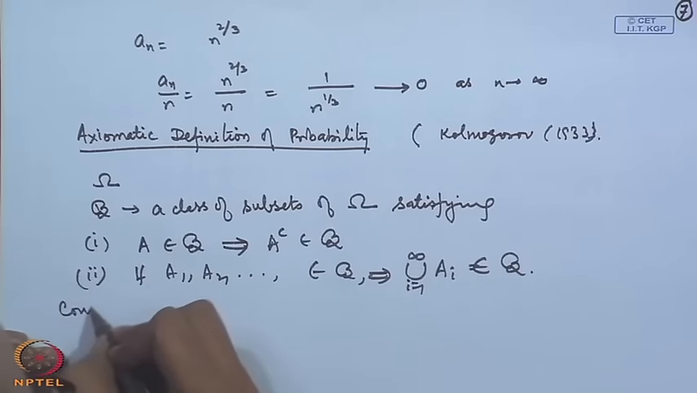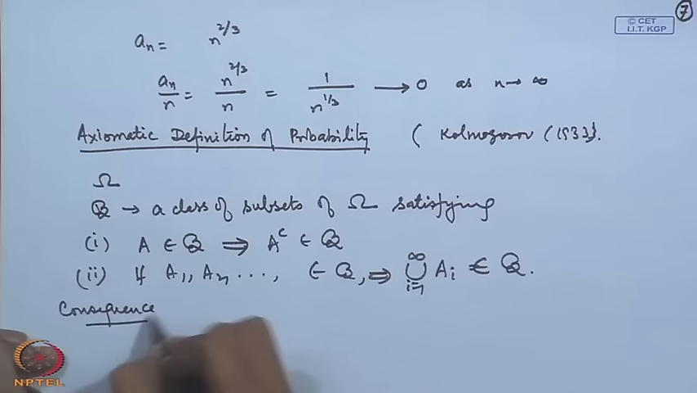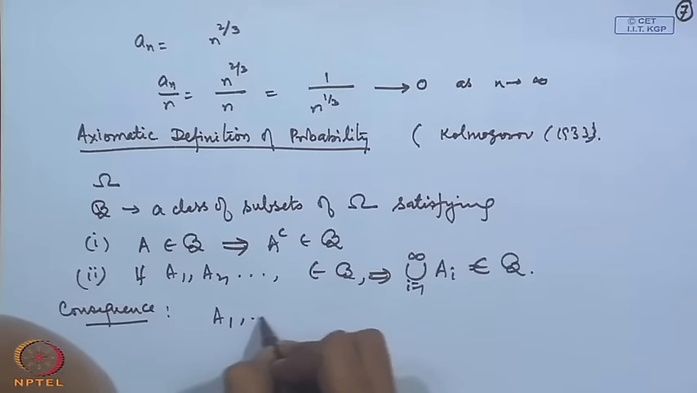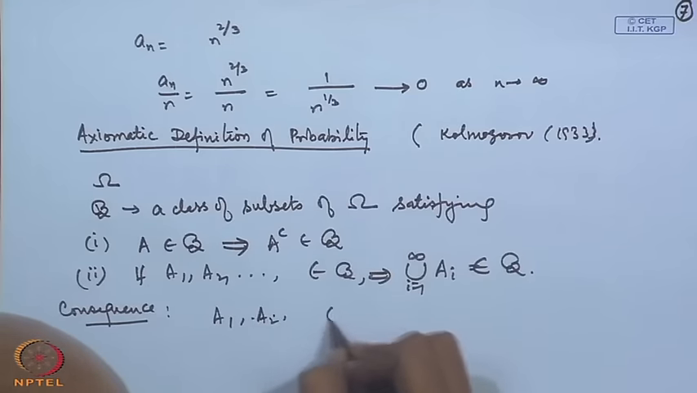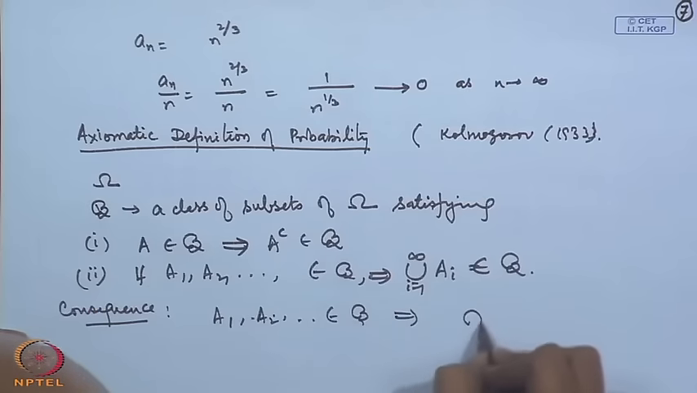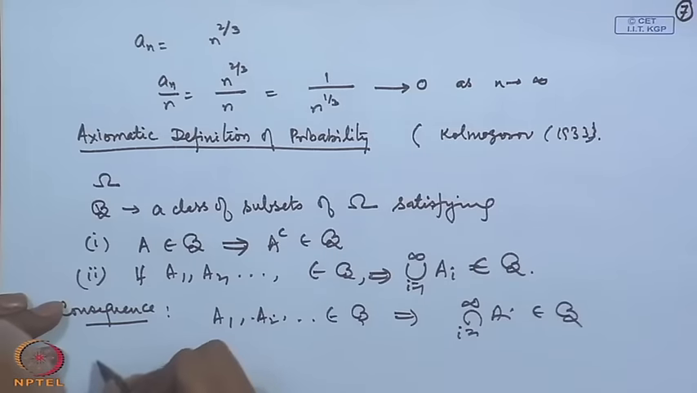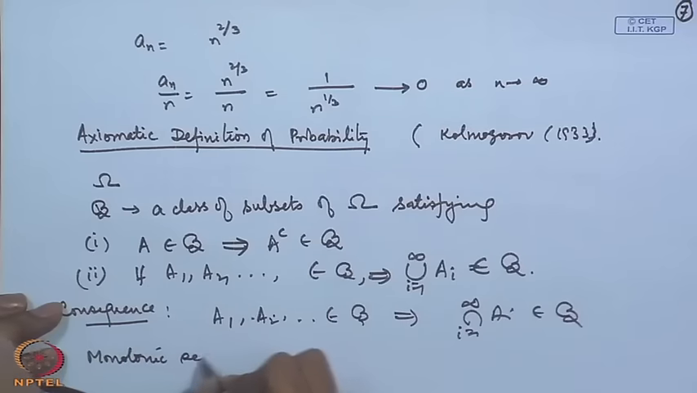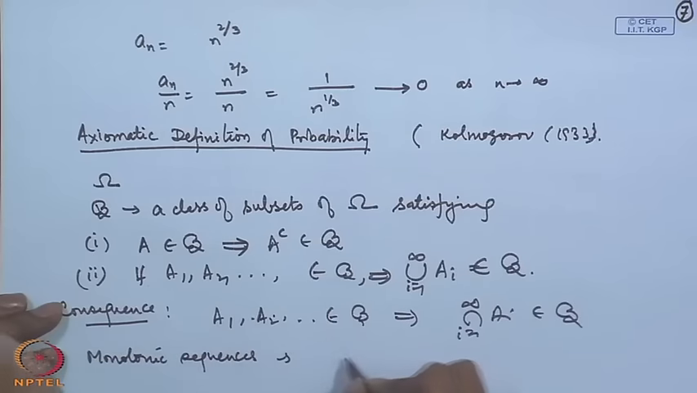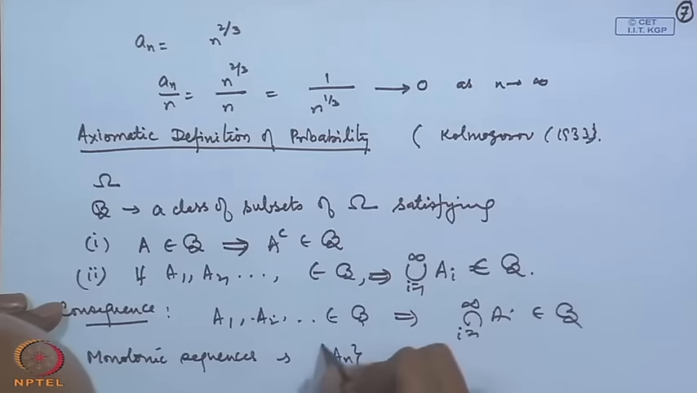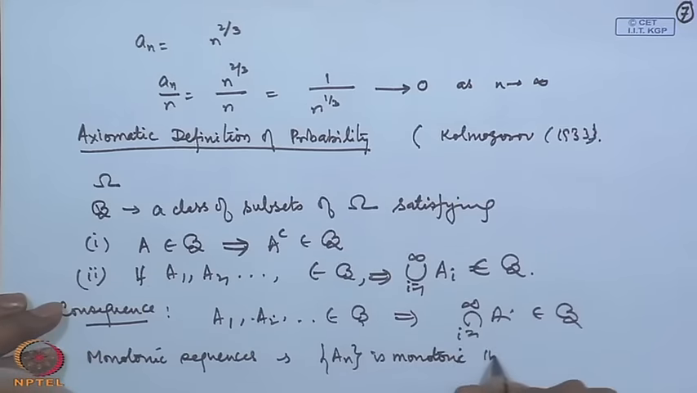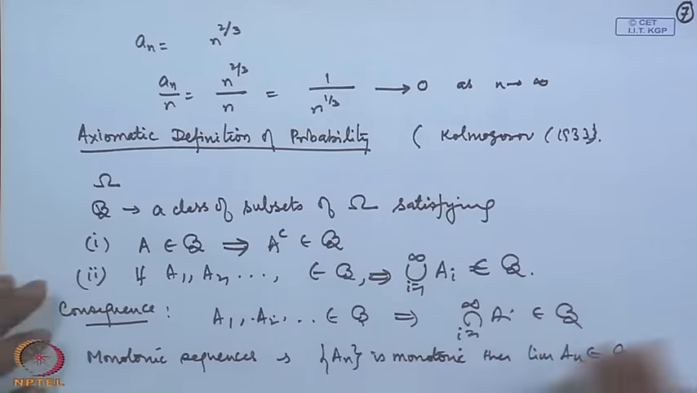As a consequence, one may check that if A1, A2, An and so on belong to B, then the intersection belongs to B. We may consider monotonic sequences. If An is monotonic, then the limit of An also belongs to B, and so on. So, all types of possibilities are there.